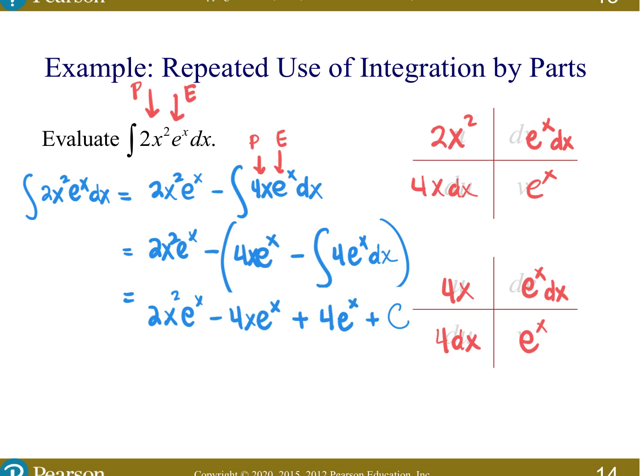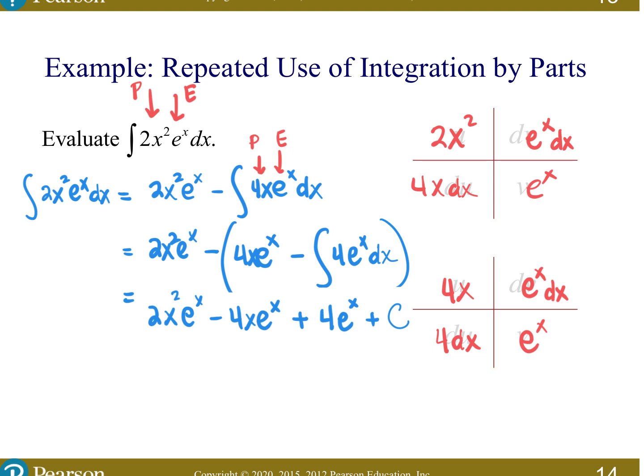Only because of repeated derivatives, because we keep picking the polynomial for the u, and every time we do, we take its derivative, and that helps us lower the level. And that's because the other one doesn't cancel out right away, because e to the x is going to stay e to the x no matter what I do. Its derivative is e to the x. Its antiderivative is e to the x. No matter what I do, that will still consistently be e to the x.